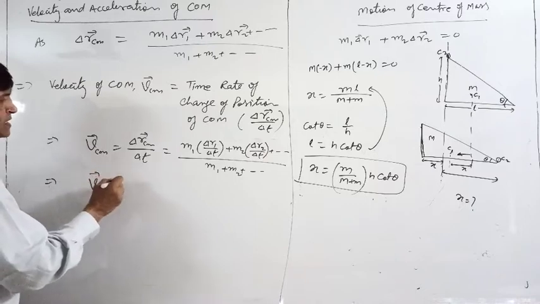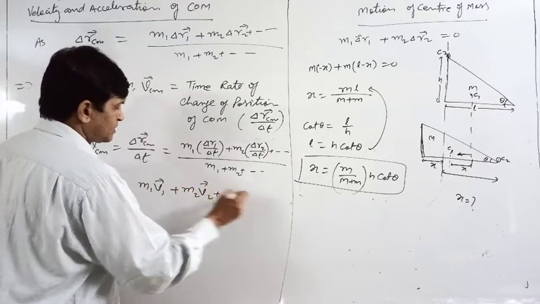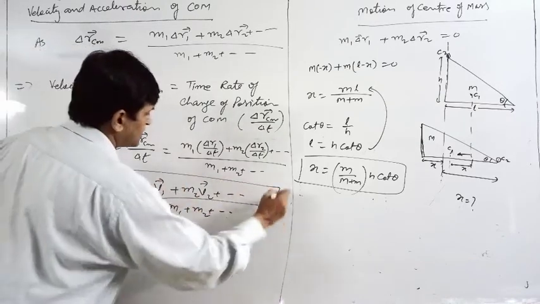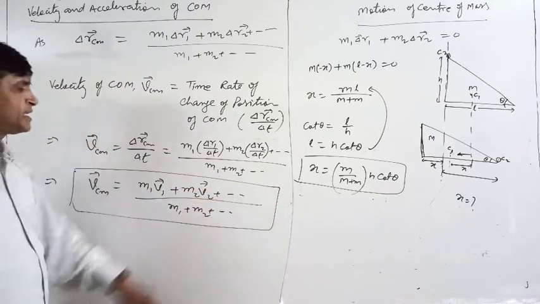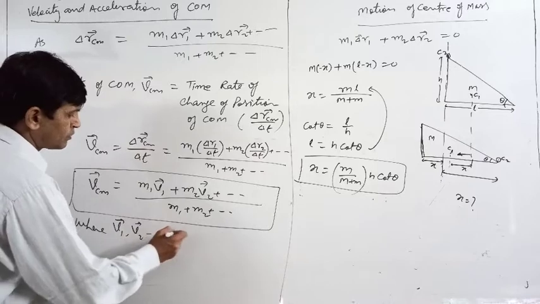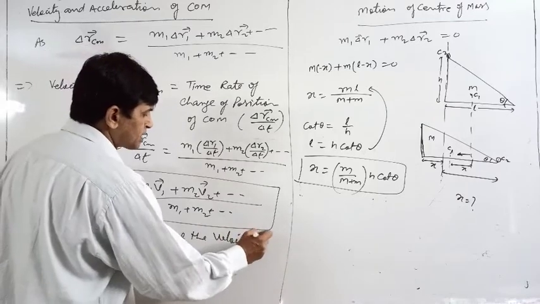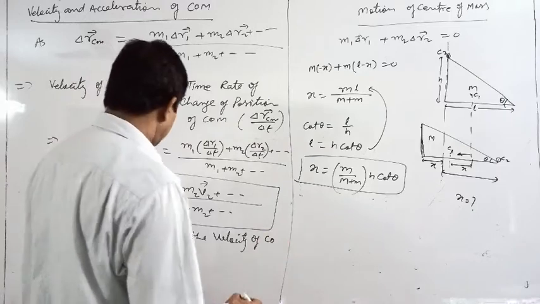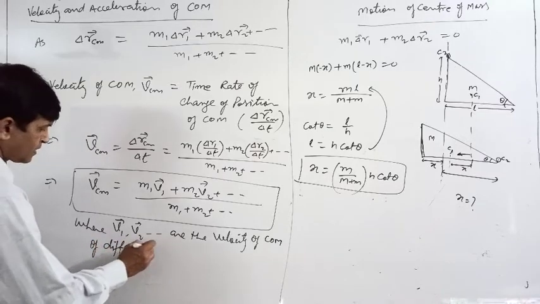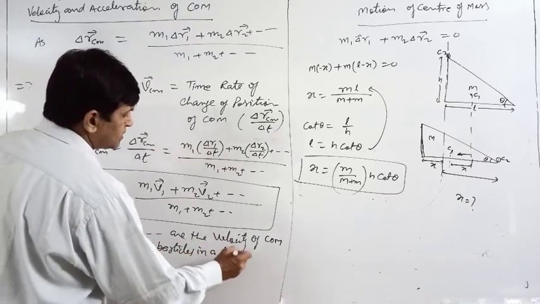VCM can be written as m1 V1 plus m2 V2 by total mass, like this, where V1, V2 are the velocities of the center of mass of different particles in a system.